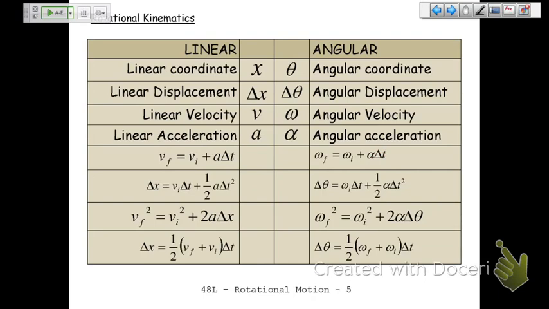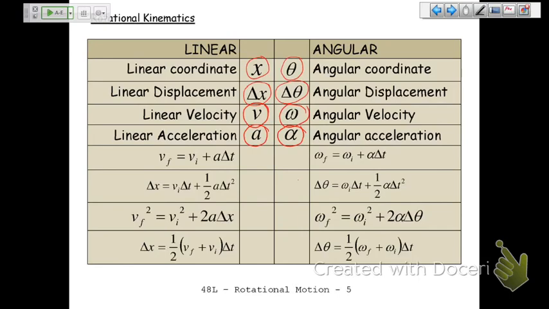So I've hinted at this before, but I want to give you the idea. Before, in linear, we had a coordinate which was measured in x, and now we have an angular coordinate which is measured in radians. We had linear displacement measured in meters, and now we have an angular displacement measured in radians. We had a linear velocity measured in meters per second, and now we have angular velocity in radians per second. We had linear acceleration in meters per second squared, and now we have angular acceleration in radians per second squared. It's all the same stuff.